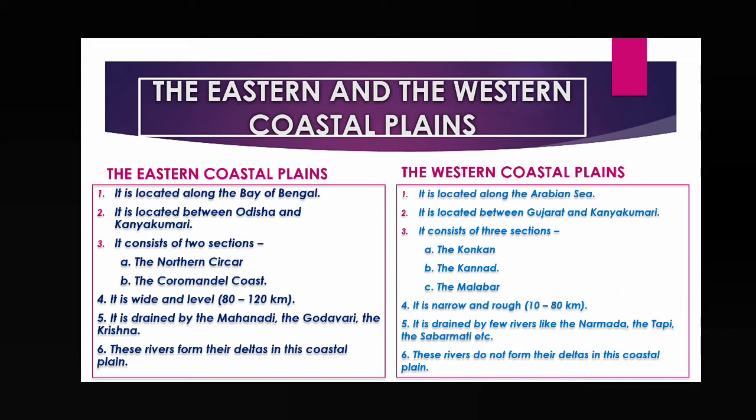Why are they like that? That is why deltas are formed along the eastern coastal plain, whereas deltas are not formed along the western coastal plains. This topic will be discussed in the drainage chapter. At that time I'll explain what favorable factors are available along the eastern coastal plain for deltas to form, and what negative factors are present that prevent deltas from forming along the western coastal plain. This is the topic of chapter number 3, the drainage chapter.